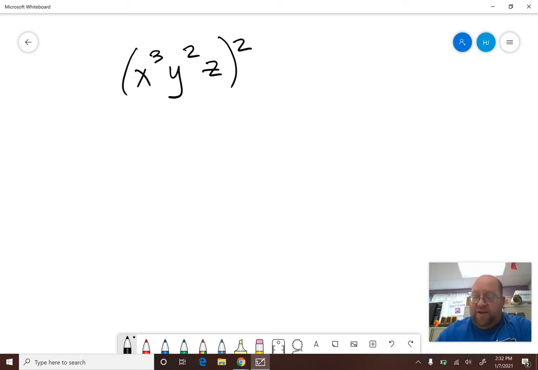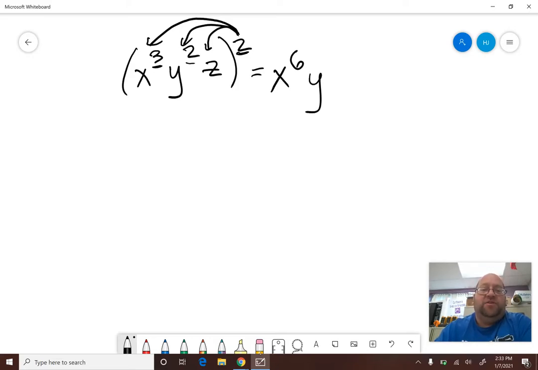So again, I want you to think of this in terms of the distributive property, really. You're distributing this exponent through every single thing in here. So again, I'm really taking a power and raising it to a power. So when I have a power raised to a power, remember it is multiplication. So I'm going to have x, 3 times 2 is actually 6. I'm going to have y, 2 times 2 is 4.